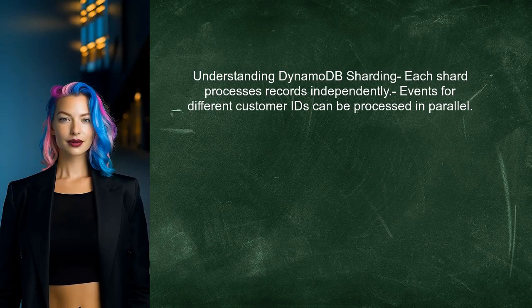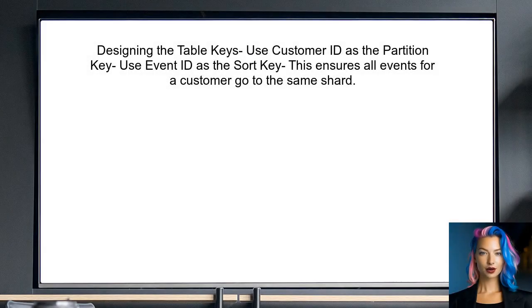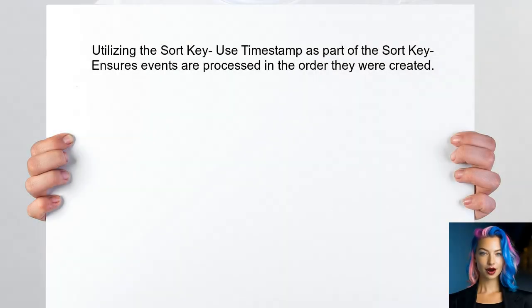To ensure that records from a DynamoDB stream are processed in the correct order, the user should first understand how DynamoDB sharding works. Each shard processes records independently, which means that events for different customer IDs can be processed in parallel. Next, the user should consider how to design their table's partition key and sort key. Using the customer ID as the partition key ensures that all events for a specific customer are directed to the same shard. The user can also utilize the timestamp as part of the sort key. This way, events for the same customer will be processed in the order they were created, maintaining the correct sequence.